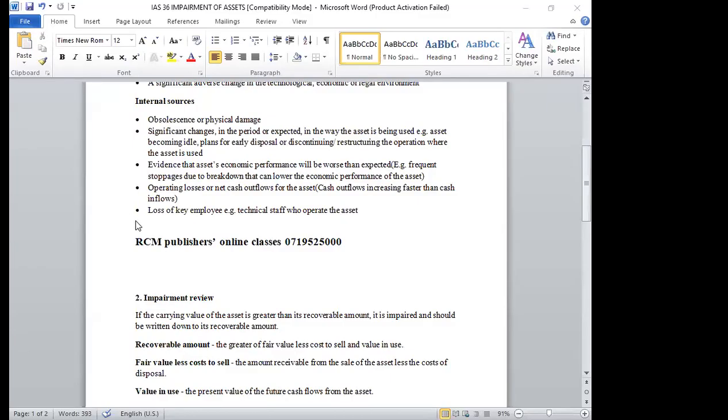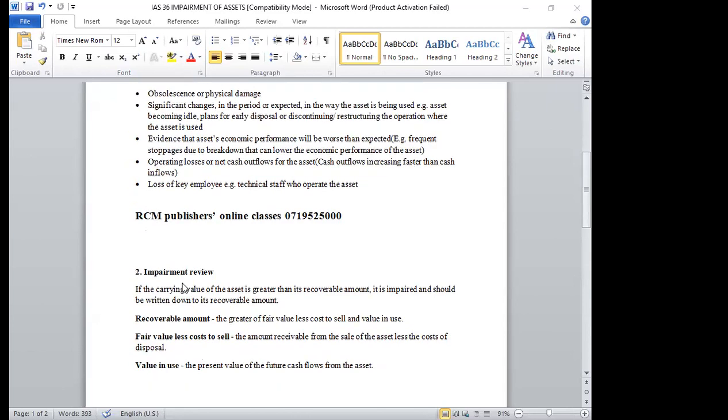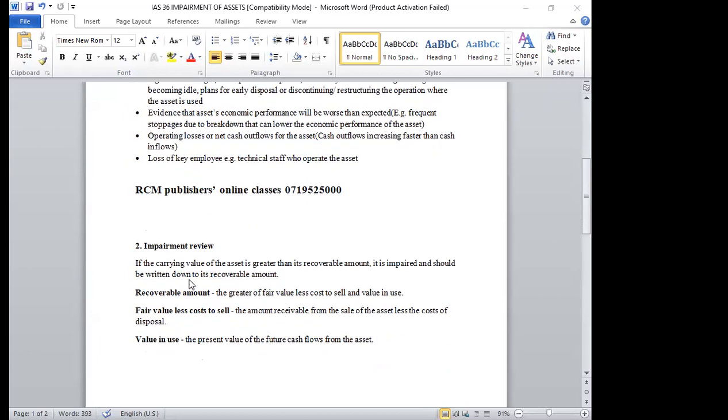So the impairment review, ladies and gentlemen: if you have been able to realize that there are quite significant changes, as you've discussed up there, it will be very important for you to relook at the value of your assets. If the carrying value of the asset is greater than its recoverable amount, it's impaired, and it should be written down to its recoverable amount. I'm repeating again that if the carrying value of the asset is greater than what you are able to recover from this particular asset, then that asset is impaired.